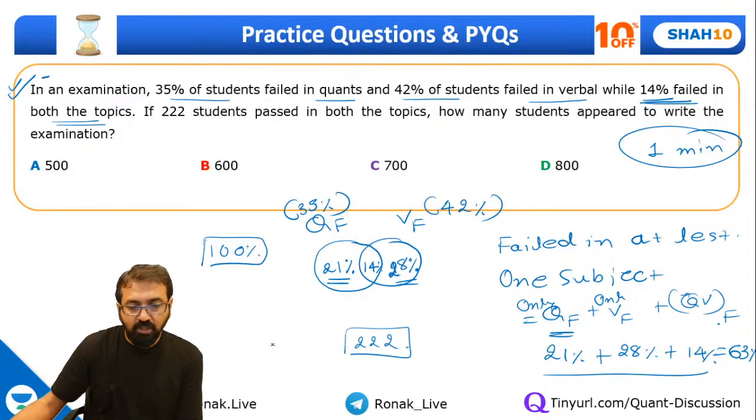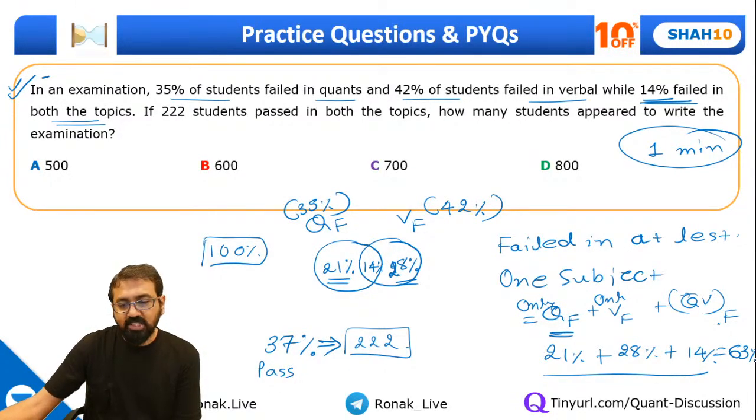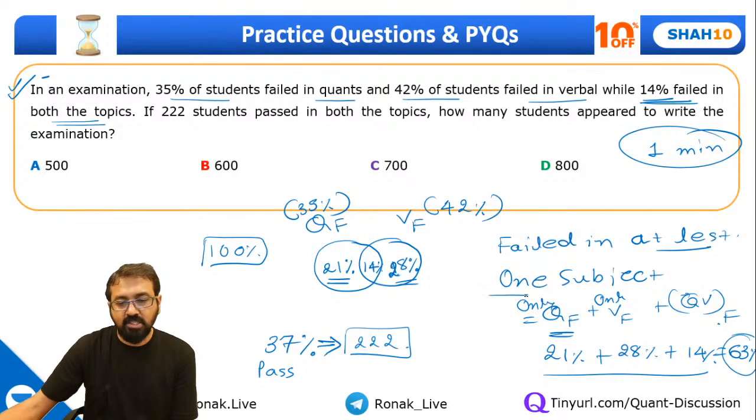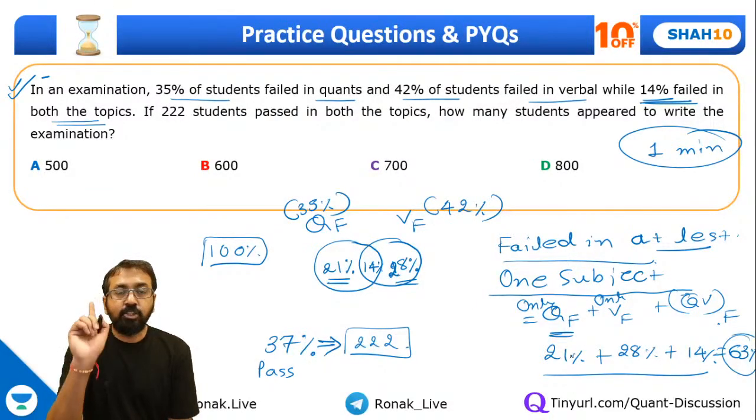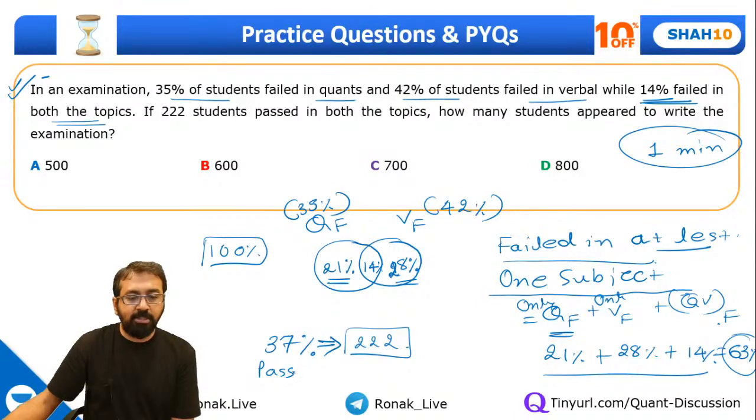63% failed. So can I say remaining 37% passed in both? So 63% failed in at least one of the subjects. So how many students passed in both the subjects? 100% minus failed in at least one of the subjects, right? So this will be 37% passed in both subjects.